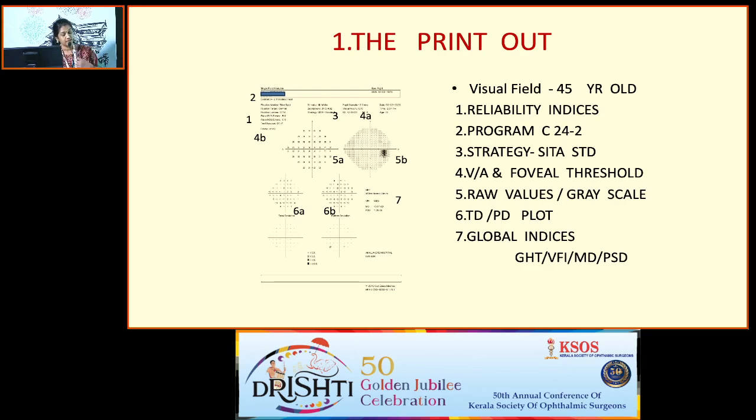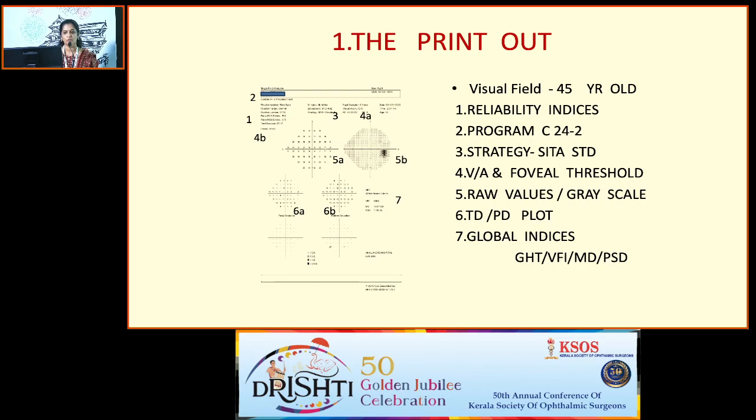Now let me read out this printout. You can see this is the printout of a 45-year-old, and the reliability indices look good. The program done is a central 24-2. The strategy chosen is CETA standard, and always look at the visual acuity and the foveal threshold hand in hand. Raw values in grayscale, you can have a quick look, and then look at the total deviation and the pattern deviation plot, number 6. Total deviation plot and pattern deviation plot both have a numeric value, which you see in the upper part, and below you can see the probability plot.